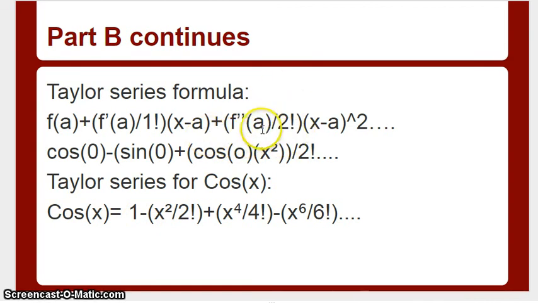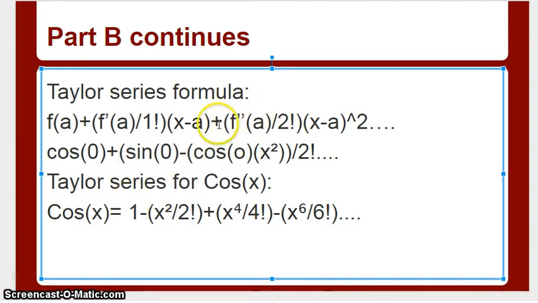So the second derivative of cosine will be negative cosine, and then it will multiply by the x minus a to the second power, which would be x squared divided by 2 factorial. This would ultimately equal negative x squared divided by 2 factorial, and so on.